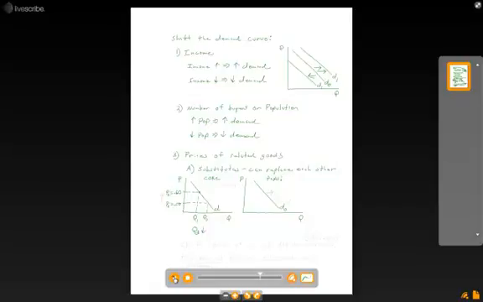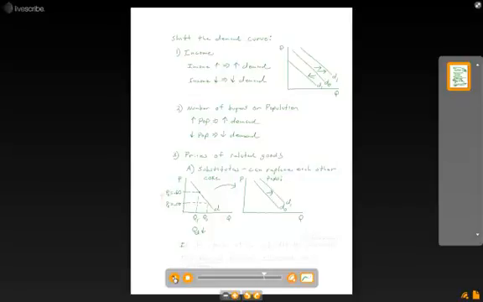All right. What you have to remember is Coke is now more expensive than Pepsi. And if Coke is more expensive, people are going to substitute over into the cheaper commodity. Therefore, the demand for Pepsi is going to push out and to the right.